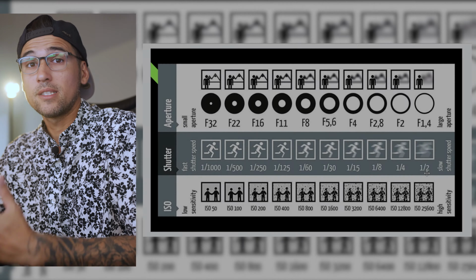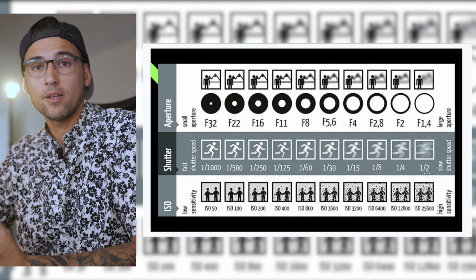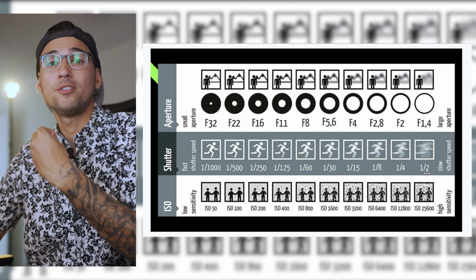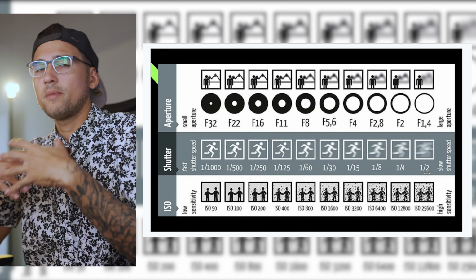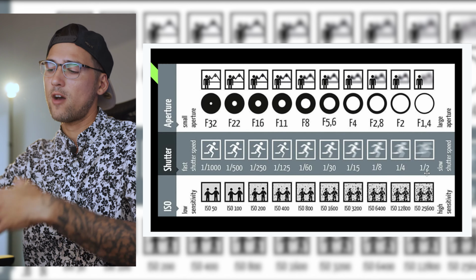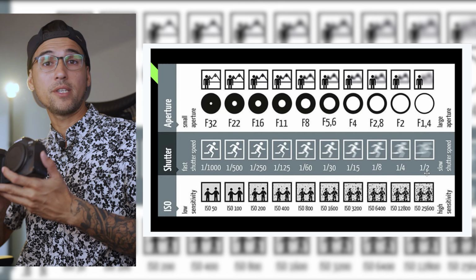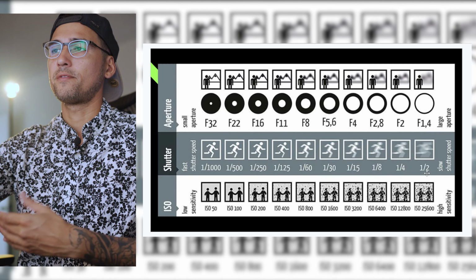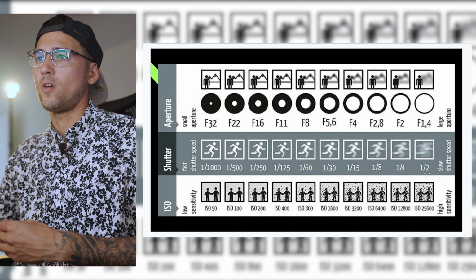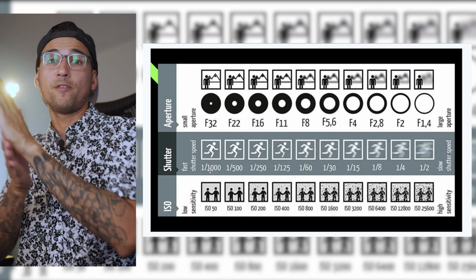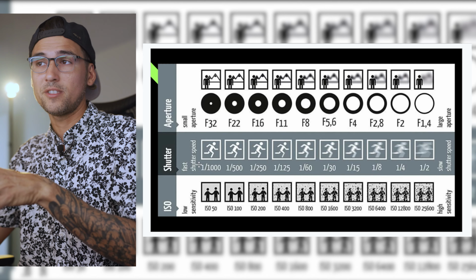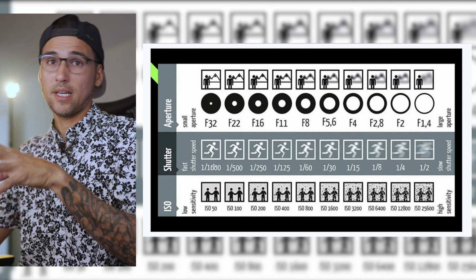Hey guys, so we're going to be continuing on with the exposure triangle. I'm moving on to the next part, which is shutter speed. When we're talking about shutter speed, what we're referring to is how fast our camera is able to take a picture. If we look at this graph over here, shutter speed is always referred to as 1 over however fast it is. So it's from 1/1000th of a second here to half a second, right?